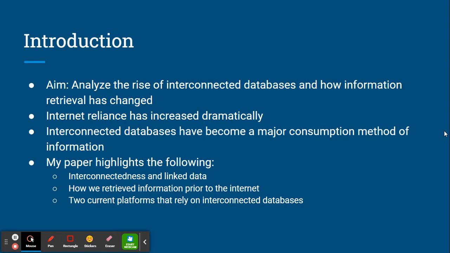The aim of this paper is to analyze the rise of interconnected databases and how information retrieval has changed. Our reliance on the internet for information is at an all time high, and interconnected databases like Google, Apple Maps, even Wikipedia, which I don't mention in the paper, are all major consumptions of data and information. In this paper, I will highlight what interconnectedness and linked data is, early information retrieval tools, and spend time analyzing two current platforms that rely on interconnected databases.